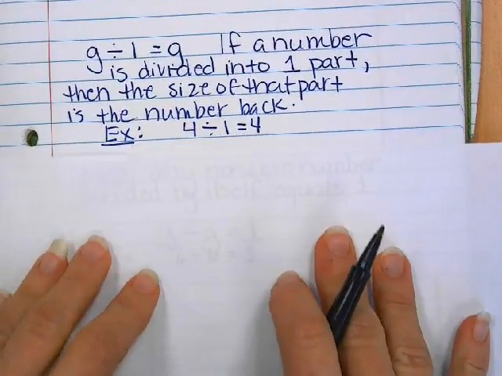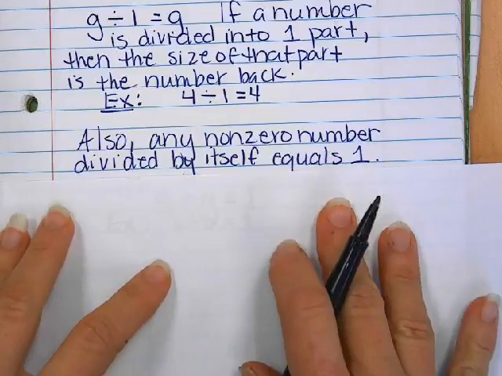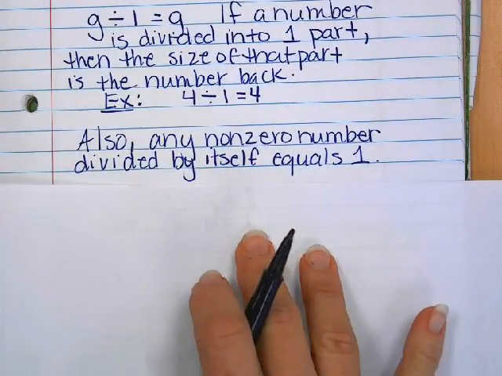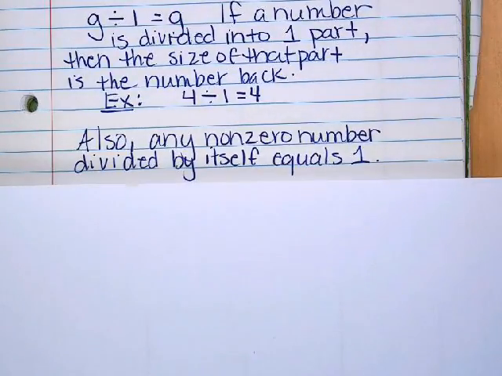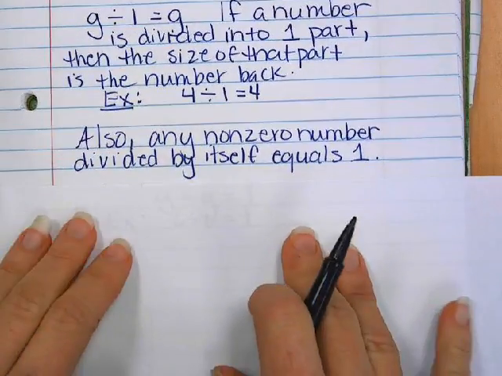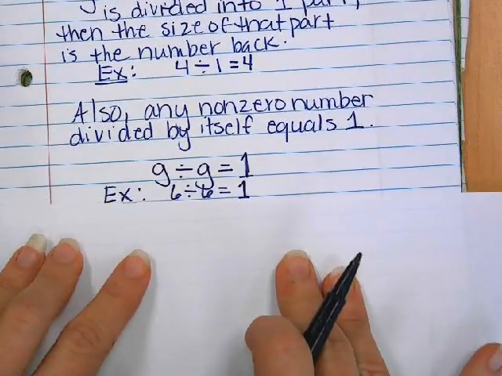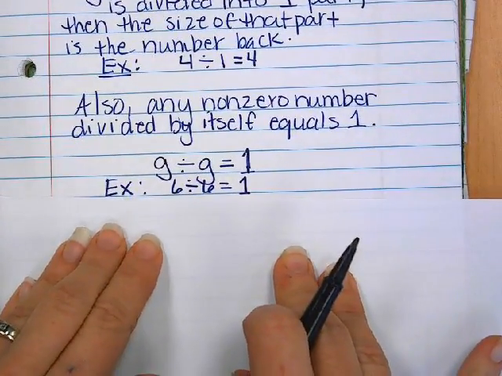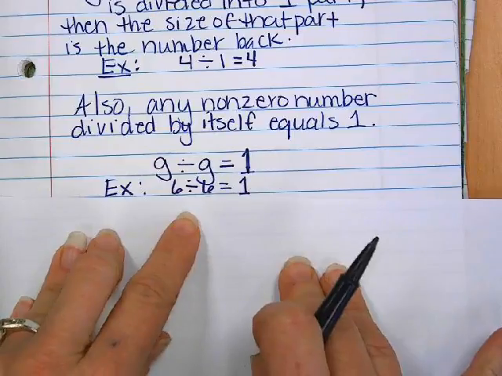The next thing we need to look at that can also be important is that any non-zero number divided by itself equals 1. What non-zero means is any number that's not 0. So starting at 1 and continuing on. So any non-zero number divided by itself equals 1. G divided by G equals 1. So an example of that would be 6 divided by 6 equals 1.